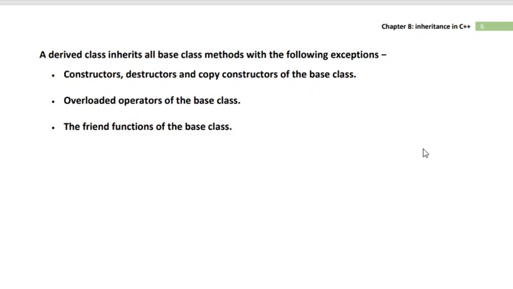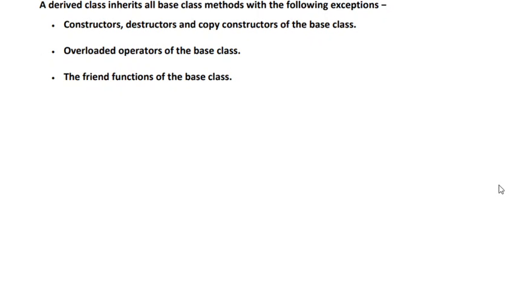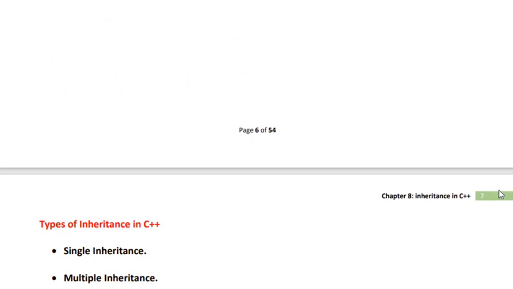So a derived class inherits all the base class methods with the following exceptions. You have certain exceptions that you need to remember: constructors, destructors, and copy constructors of the base class, overloaded operators of base classes, and the friend functions of the base class. So these are some of the exceptions in case of inheritance.